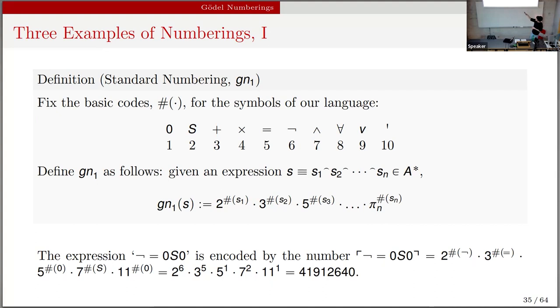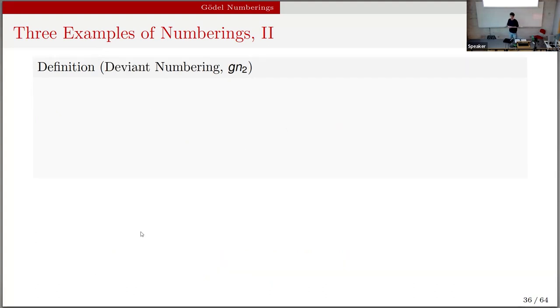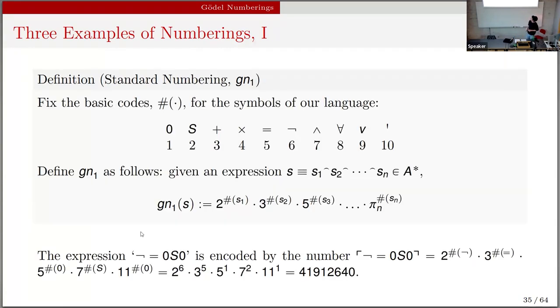And because we are doing this weird kind of coding, we can actually prove using the fundamental theorem of arithmetic that this Gödel numbering is actually functional and also injective. So we really have a numbering there. And each expression of my language will have a unique number that is the code for that expression.